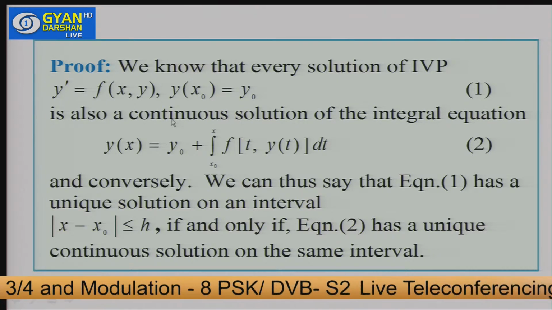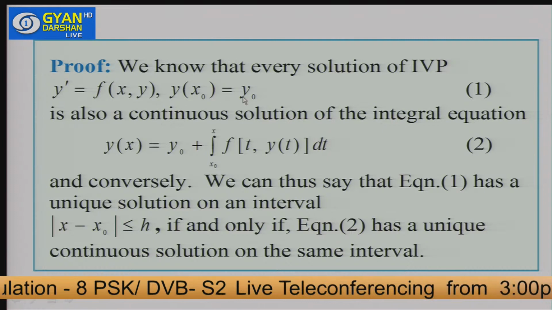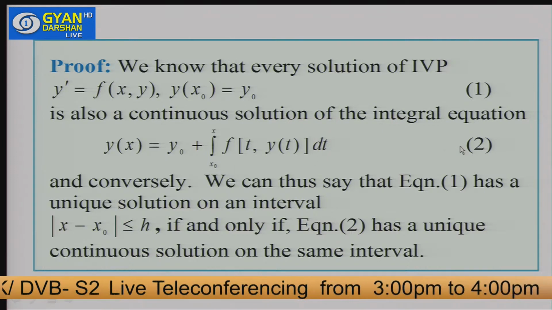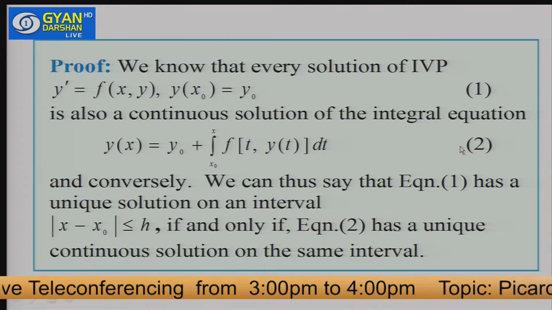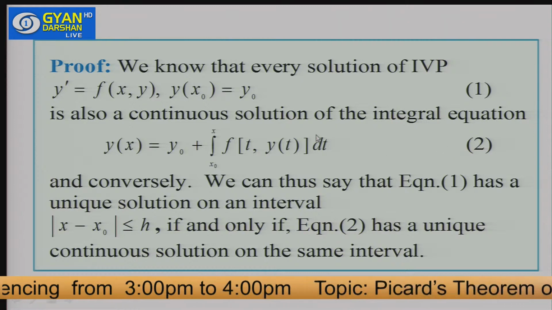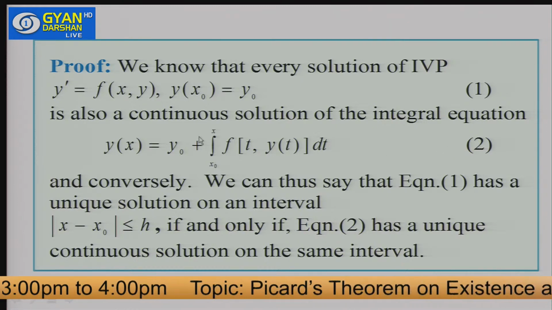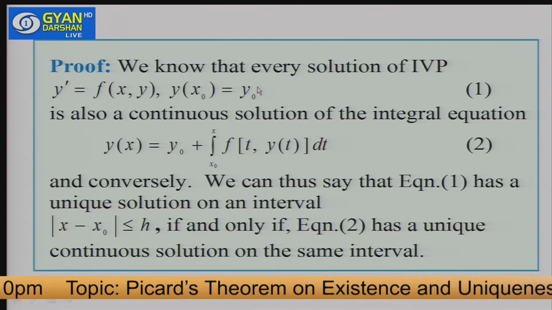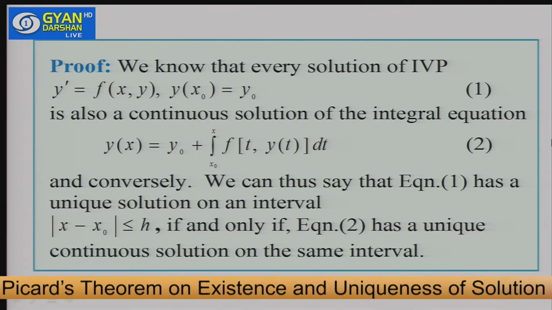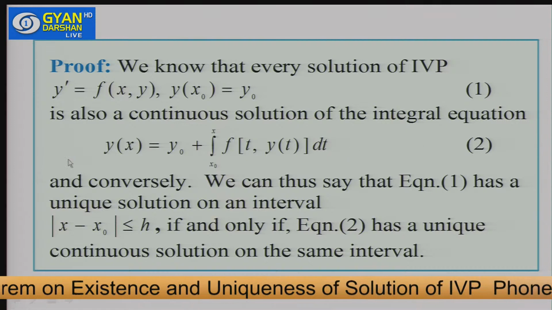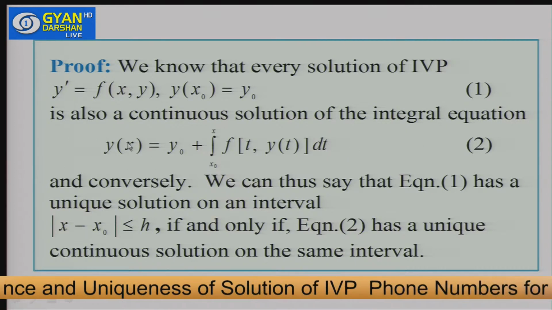What we are doing here is converting this equation into an integral equation. If you don't understand integral equation, just forget about it, it is nothing else. You just take integration on both sides with the limits x0 to x. You will get this. We know how to integrate, there is no problem with that. If you integrate, what will happen?